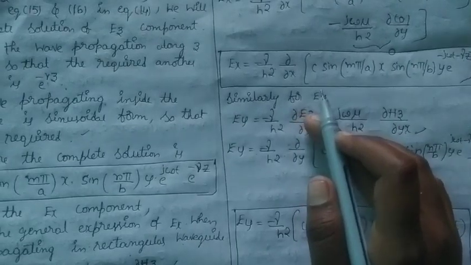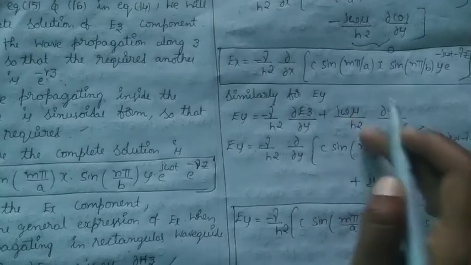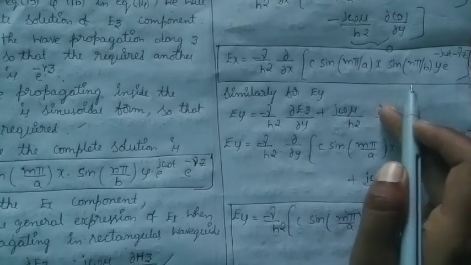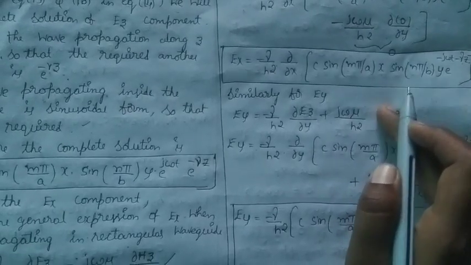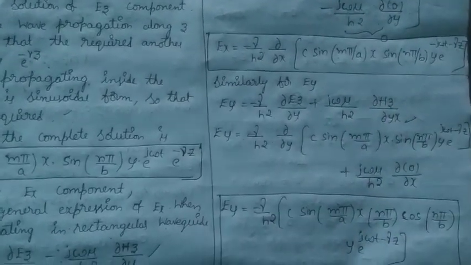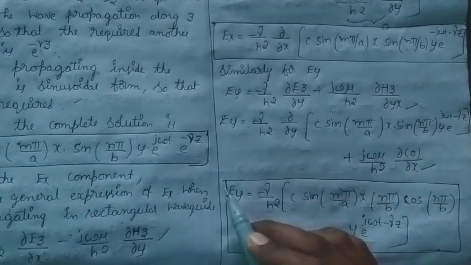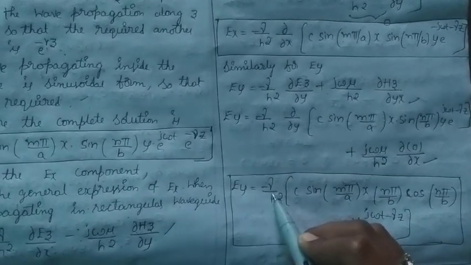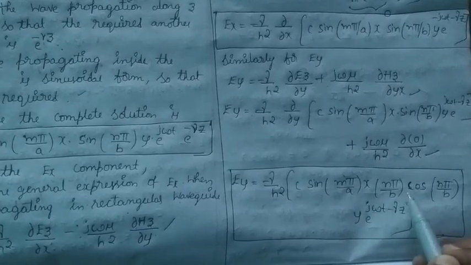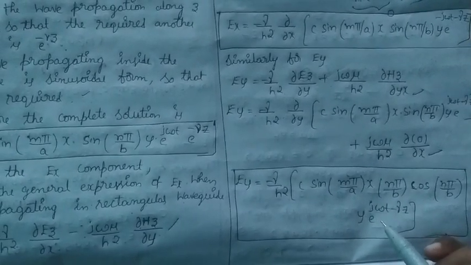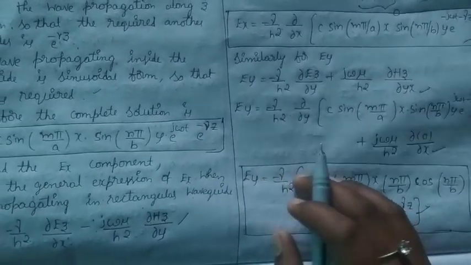In the place of Ez, we substitute the Ez expression, plus jωμ/h² ∂Hz/∂x. Here we all know that Hz = 0, so in the place of Hz we simply substitute 0, ∂(0)/∂x. Now Ey = -γ/h² C sin(mπx/a) (nπ/b) cos(nπy/b) e^(jωt-γz). So this is the expression for the Ey component.